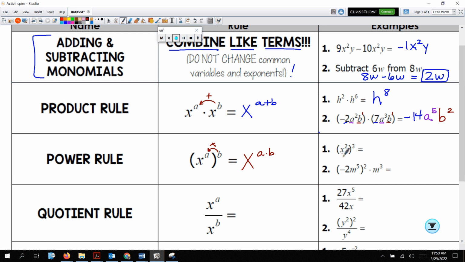Here in number 1, I'm taking x to the second and I'm raising it to the third power. So I am multiplying 2 times 3. Well, 2 times 3 is 6. So this is x to the sixth power.